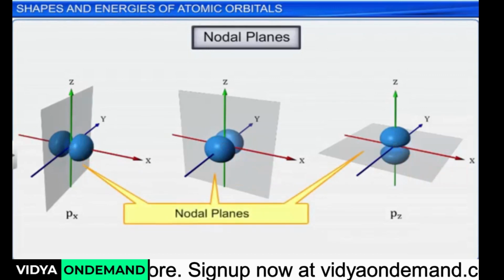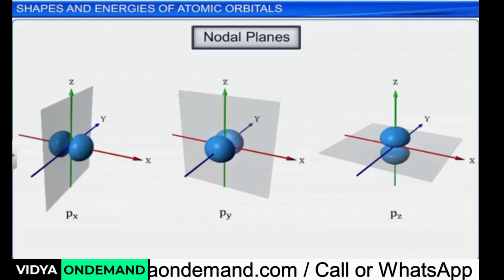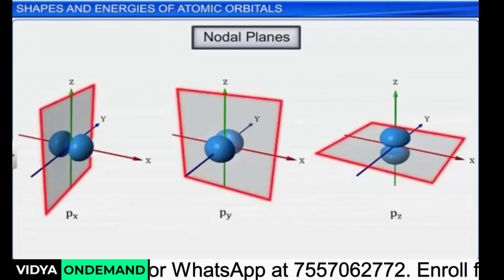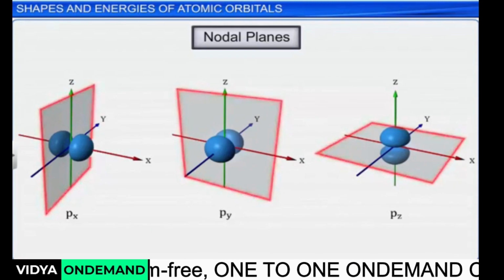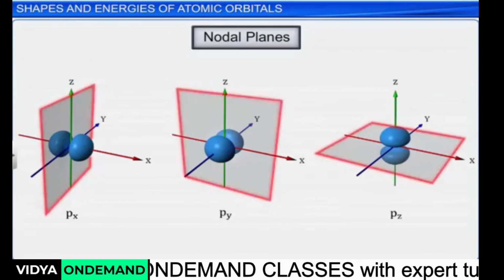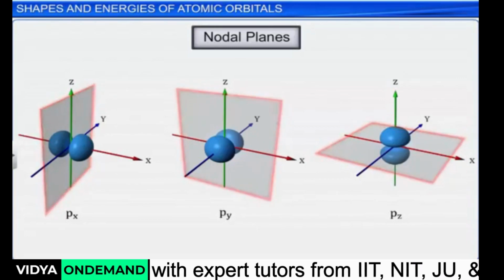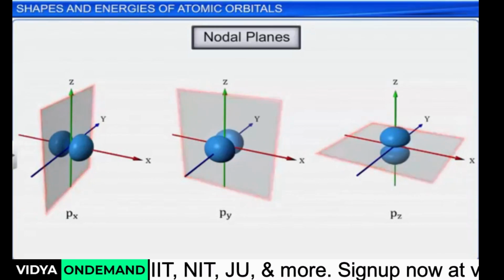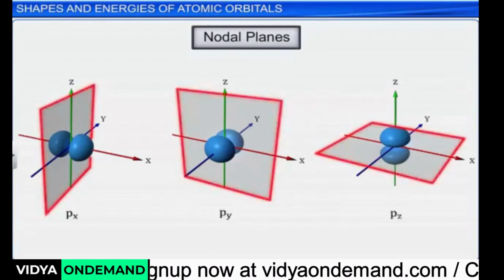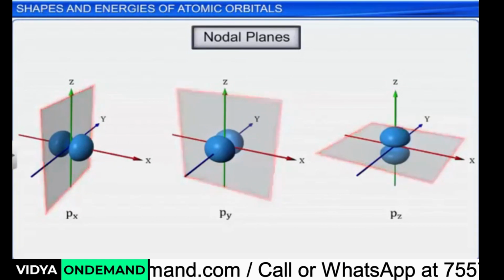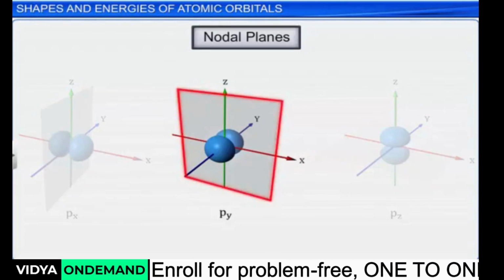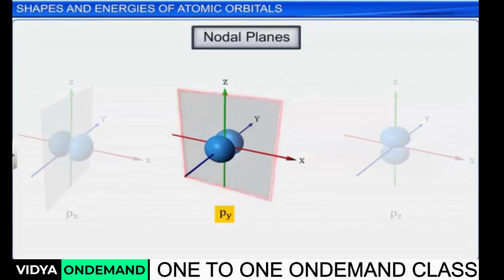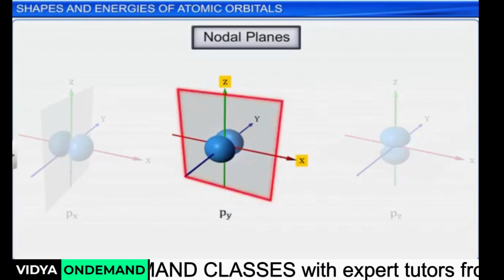That is, the plane which passes through the origin at which the probability of finding an electron is 0 is called a nodal plane. For example, the nodal plane for the py orbital lies along the xz plane. A nodal plane is also called an angular node, and the number of angular nodes for a p orbital is equal to the value of the azimuthal quantum number l.